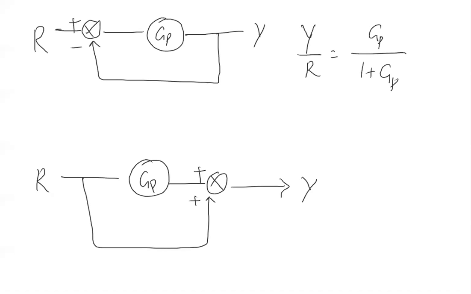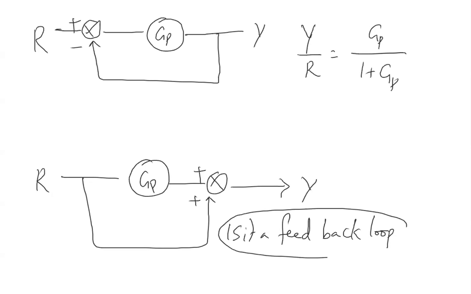If somebody says GP by 1 minus GP, you have made a complete mistake. First of all, is it a feedback loop? What is a feedback loop? You should measure the output and that output should go as input to the system. So this is not a feedback loop because you are not measuring the output. So the shortcut will not be applicable here.